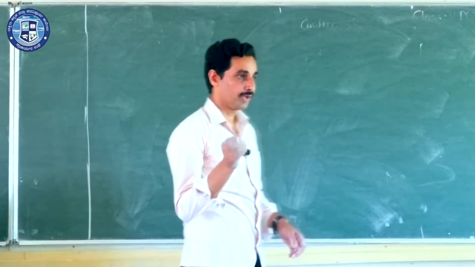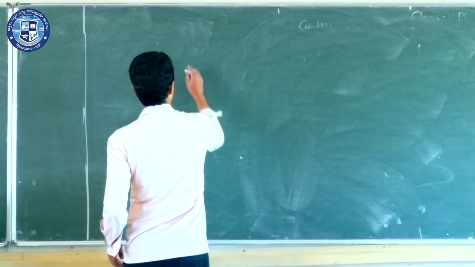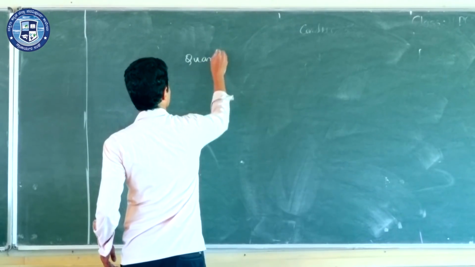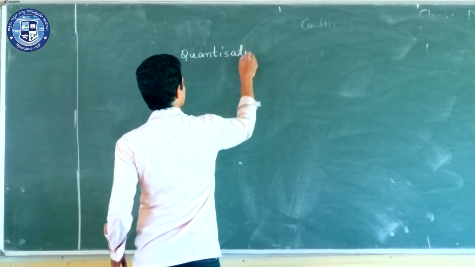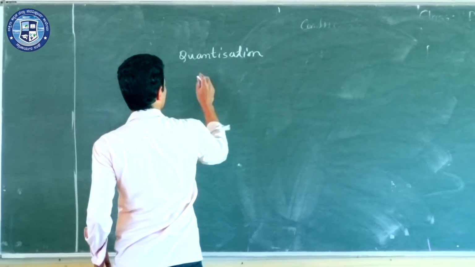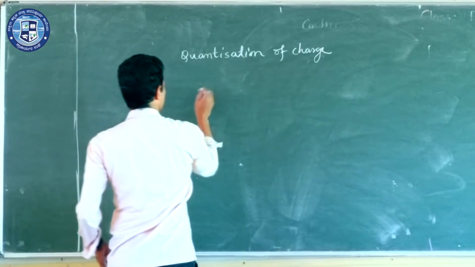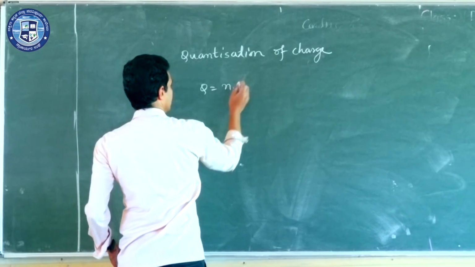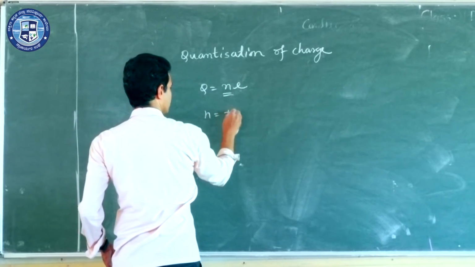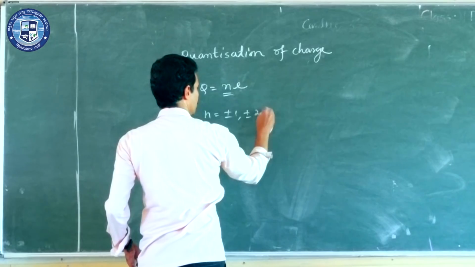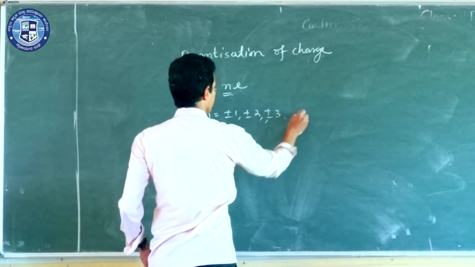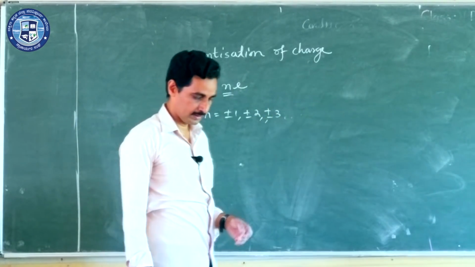So now we have seen one property, that is quantization of charges. Charge on a body must always be an integral multiple of the basic charge, that is Q is equal to NE. It should be an integer, N should be equal to plus or minus 1, plus or minus 2, plus or minus 3, etc. Now, who discovered this?